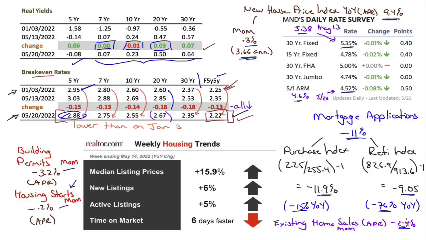So if we look at Realtor.com here, median listing prices, this is the week ending May 14th, and this is year over year change. Median listing prices on Realtor.com are up 15.9%. New listings are higher.